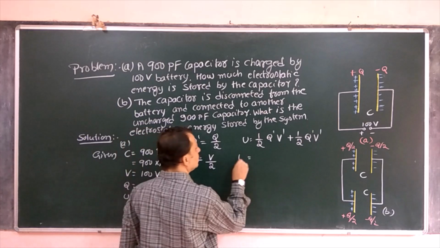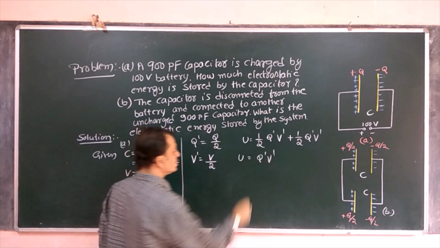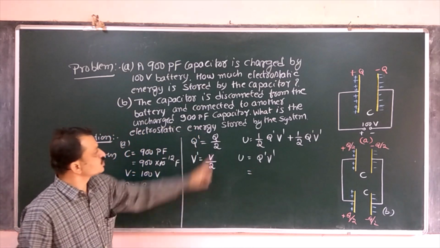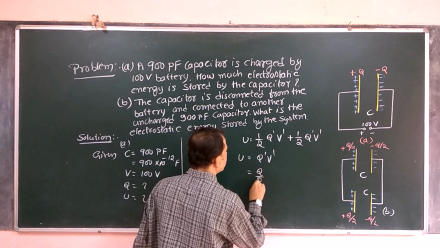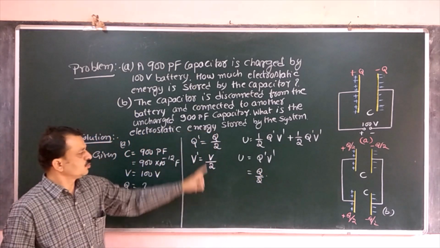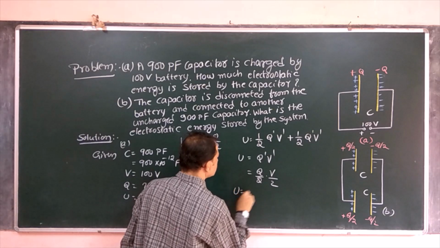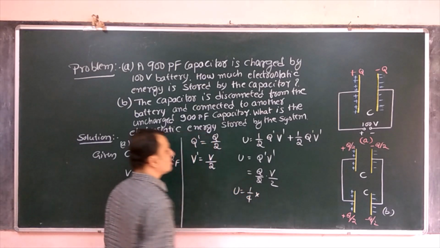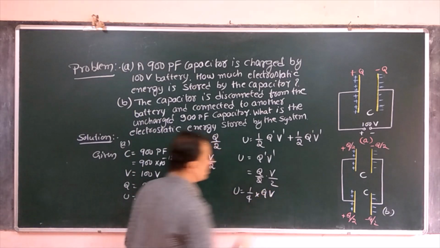Therefore, it is equal to, simply becomes what? It is Q dash V dash. Now, what is Q dash? It is Q by 2. What is V dash? V by 2. So, therefore, U is equal to 1 divided by 4 into QV.